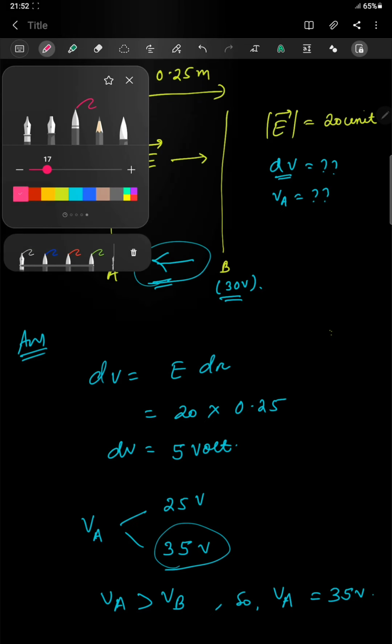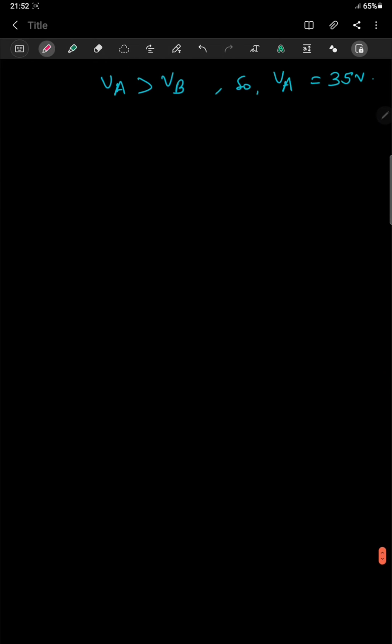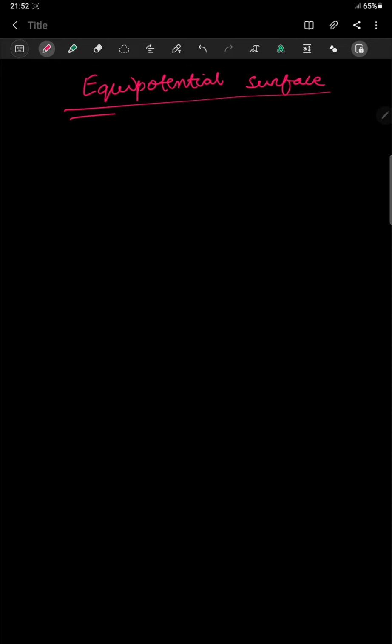Next important topic which I am going to cover in this class is your equipotential surface. As the name suggests, equi means same. So this has to be same. So what will be same? The potential is going to be same. So any surface you choose whose potential is same, that will be called an equipotential surface.